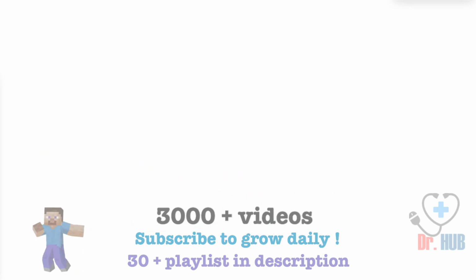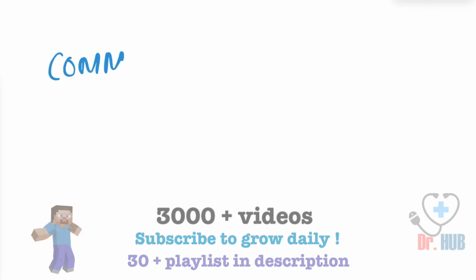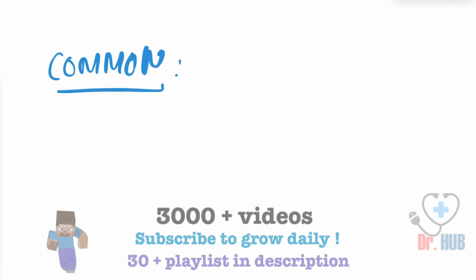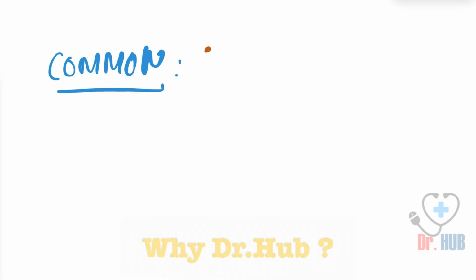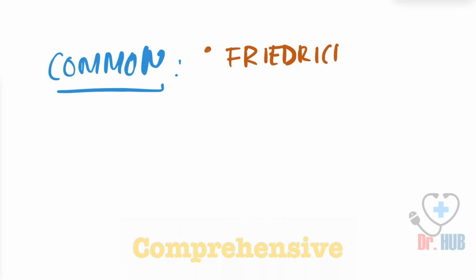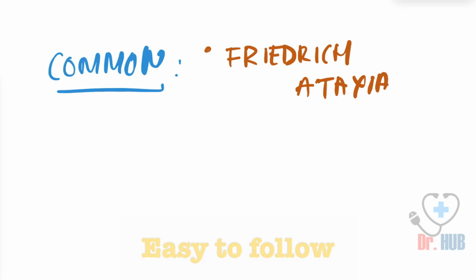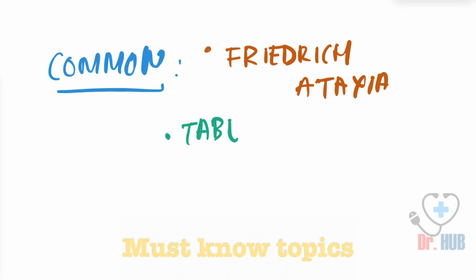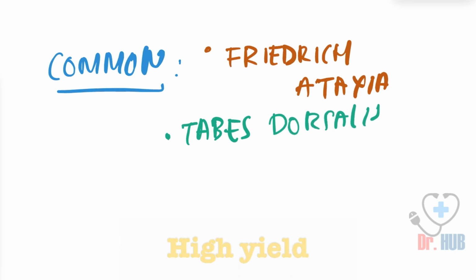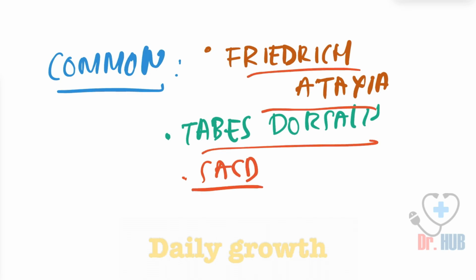To begin with, before going into the differences, let us see what is common among them. First, let me name the types of ataxia we are going to deal with: the Friedreich ataxia, the tabes dorsalis and the SACD. We are going to deal with all these three.